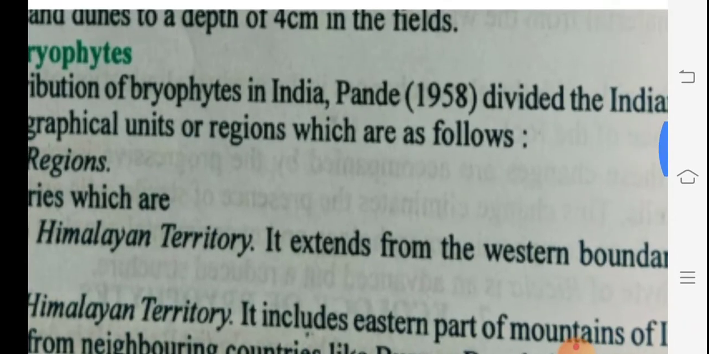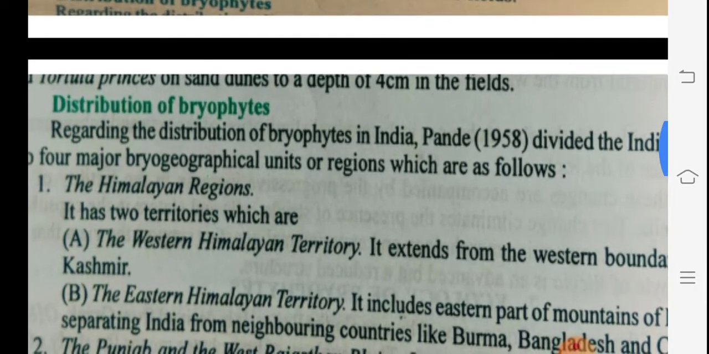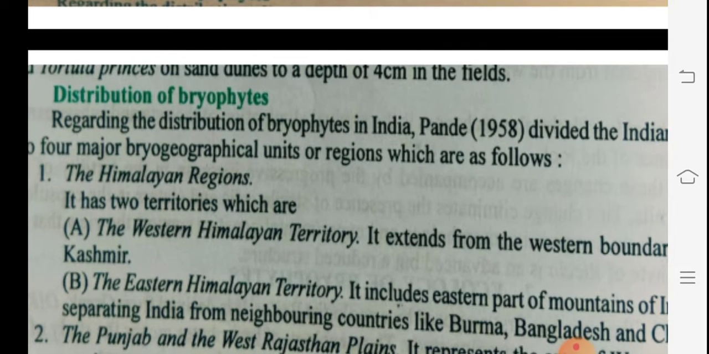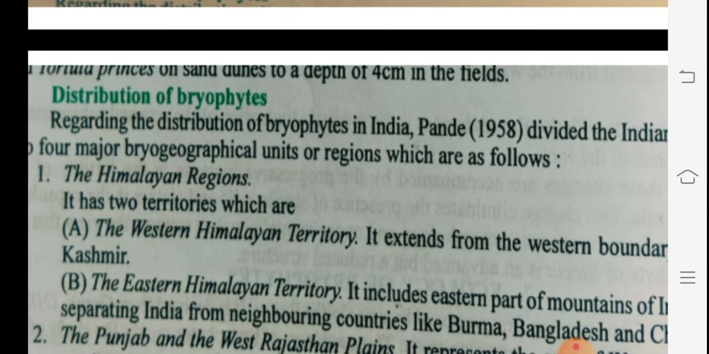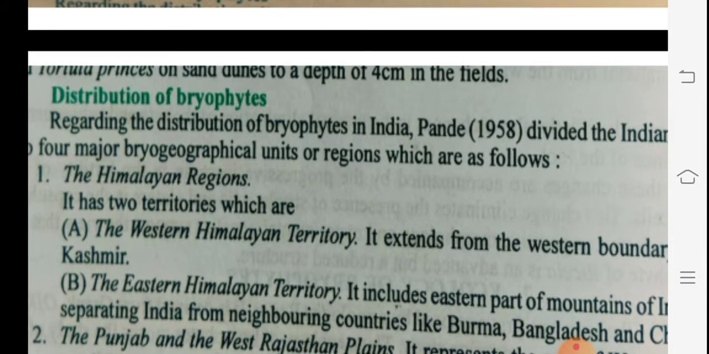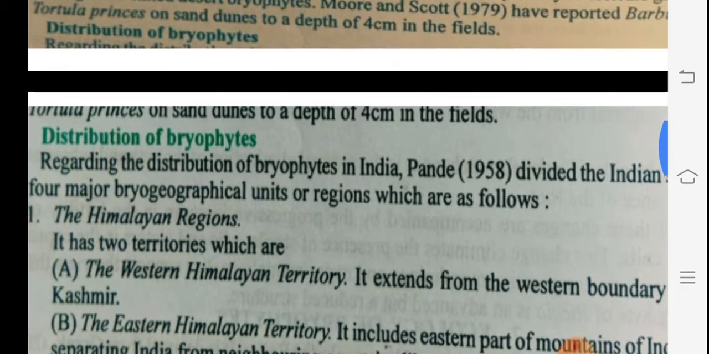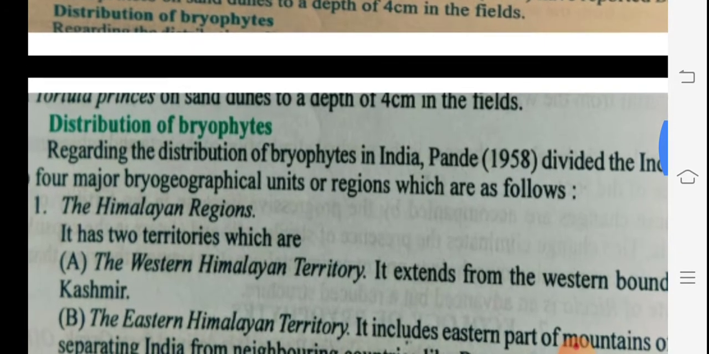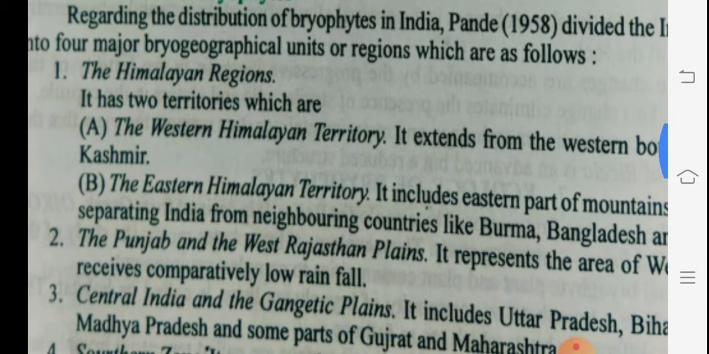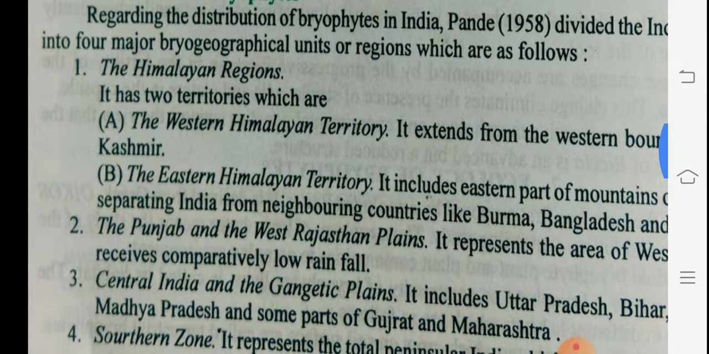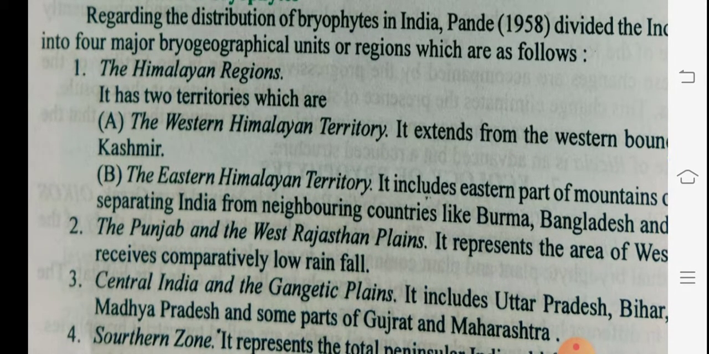Okay. Next, there is the distribution of bryophytes in this region. According to Pandey in 1958, Indian biological units are divided into 4 major groups. The first one is the Himalayan region, which is again divided into the Western Himalayan territory, from the western boundaries of Kashmir, and the Eastern Himalayan territory. It includes the eastern part of the mountainous region, so generally Burma and Bangladesh come under this.